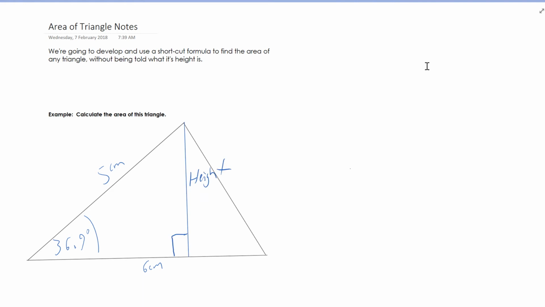So if we draw in a vertical line like I have here, which is the height, or we say the perpendicular height of the triangle, if we could calculate its value, then we could just use the normal formula, which is half times the base times the height. Okay, so can we find a way of calculating that height using trigonometry, so using SOH CAH TOA? Again, pause the video and see if you can.